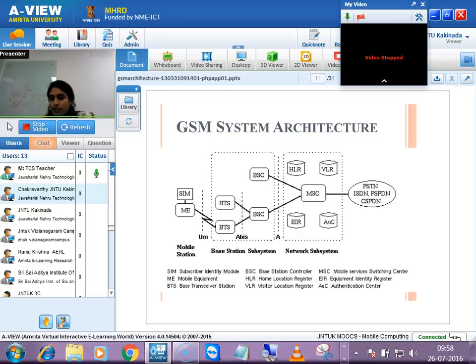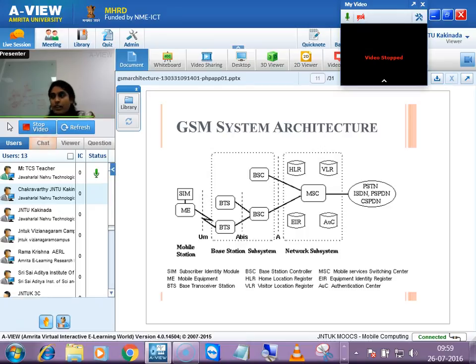HLR is nothing but home location register, and VLR is nothing but visitor location register. EIR is nothing but equipment identity register, and AUC is nothing but authentication center. So this HLR is for registering your profile and what services you are offered, like whether he is provided with 3G services, whether he is a prepaid or postpaid customer, how much data we can give, and whether his phone supports 4G and 3G features. The entire profile will be in HLR, home location register.